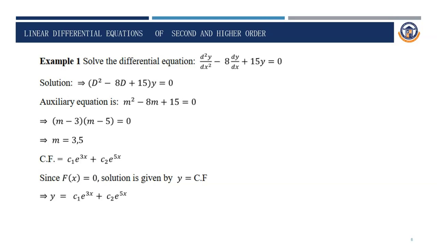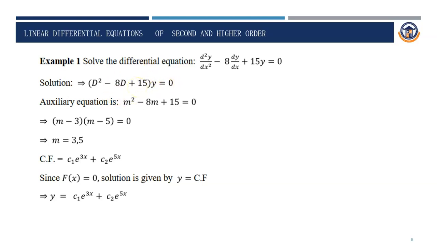So we can take a simple problem. Solve the differential equation d square y by dx square minus 8 dy by dx plus 15y equal to 0. We already know d by dx we can write as D, and d square y by dx square as D square. Taking y as common, we can write D square minus 8D plus 15 into y equal to 0.